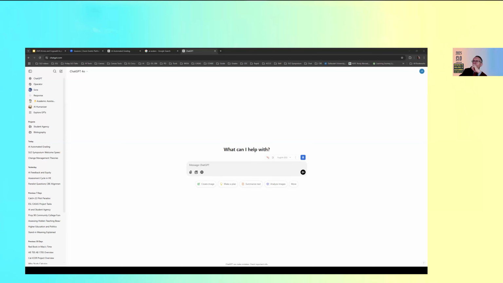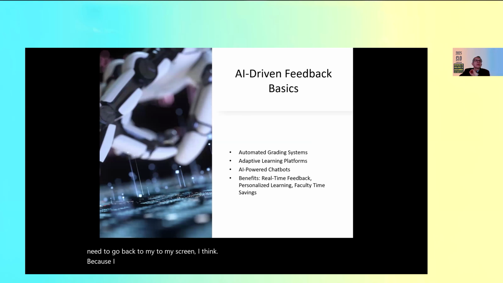So with that, the artificial intelligence powered chatbots, this is something that, again, I don't think was really available two years ago when ChatGPT became a thing. This is something that, oh, sorry, I need to go back to my screen, because I would like to make sure that we all have access to the PowerPoint.